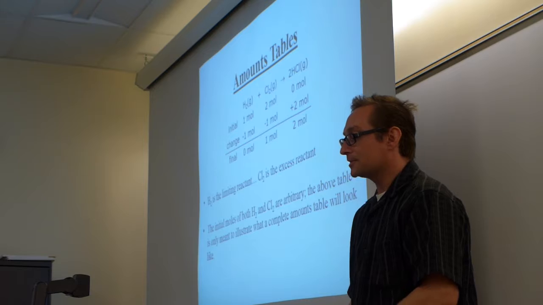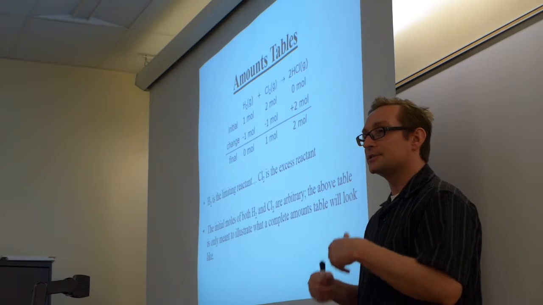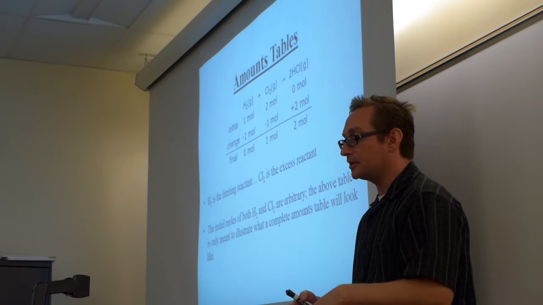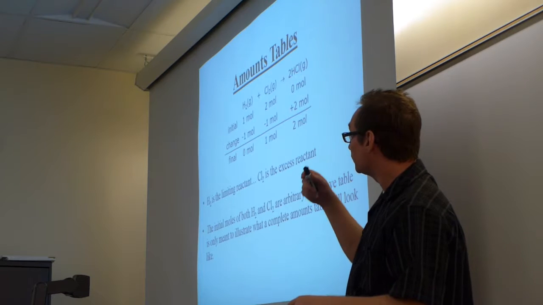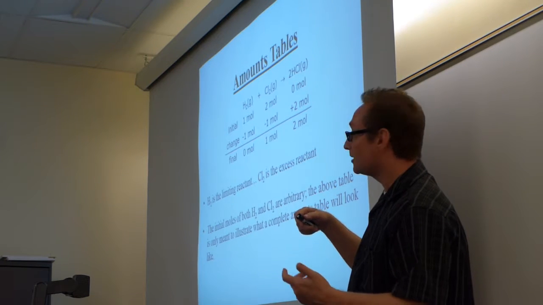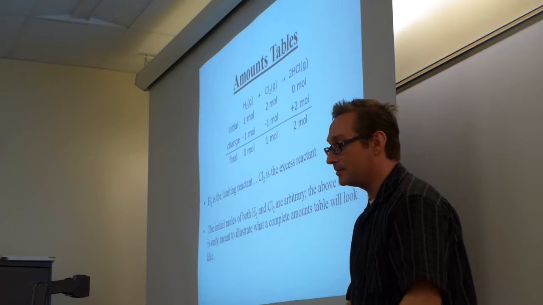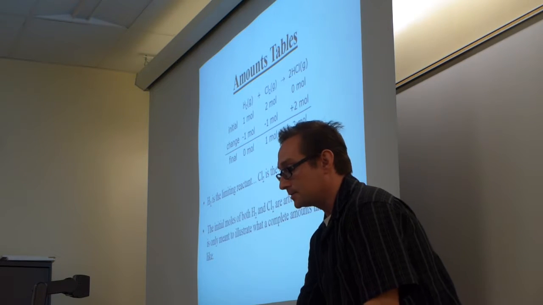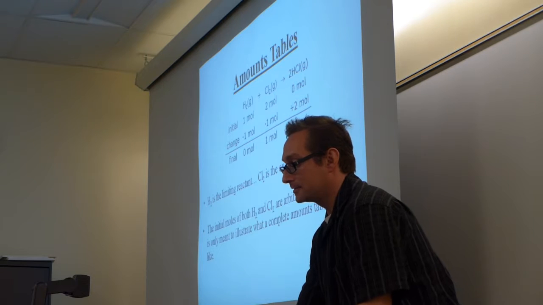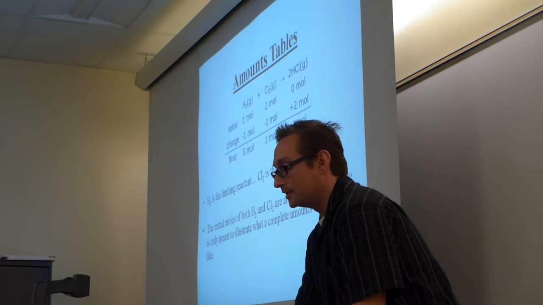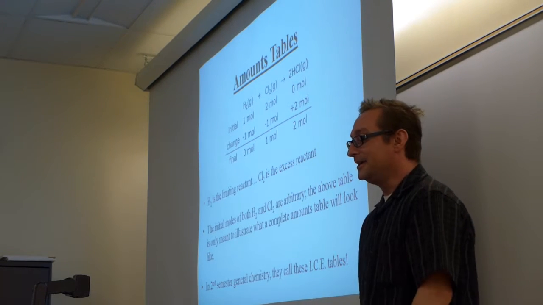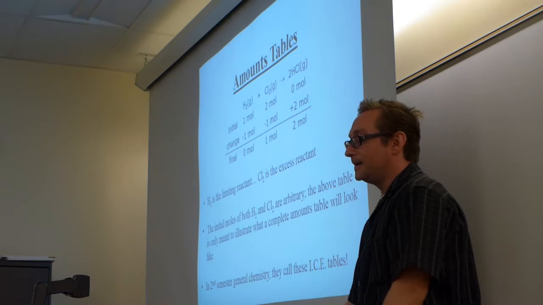The initial moles of both H2 and Cl2, again, just to repeat, I just picked these arbitrary amounts. So 1 mole for hydrogen, 2 moles starting amount for chlorine gas. I just pulled them out of thin air. I just said, okay, I'm just going to make up anything. If atoms can make up anything, I can make up everything.